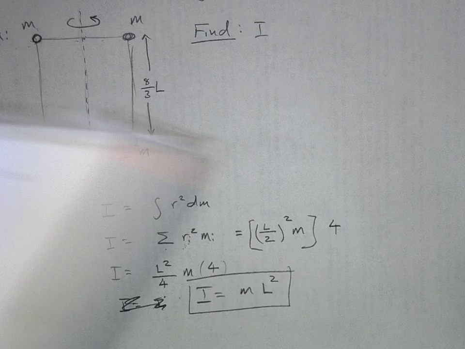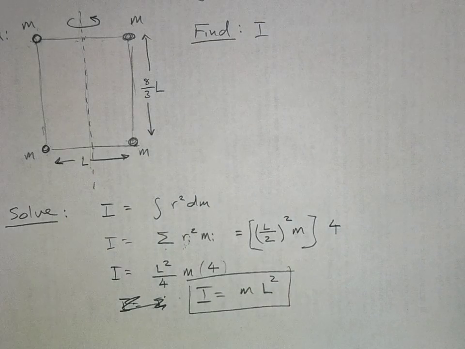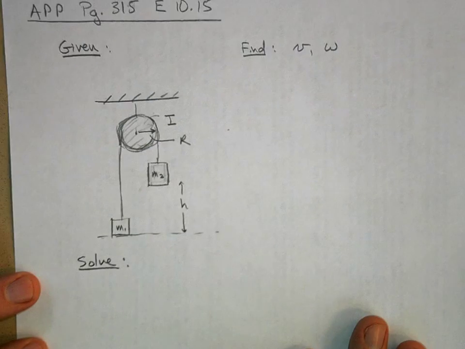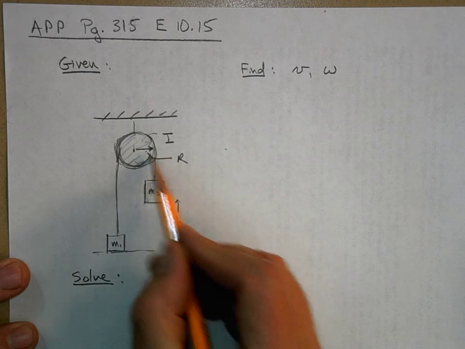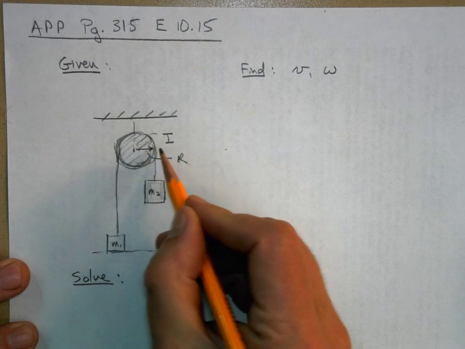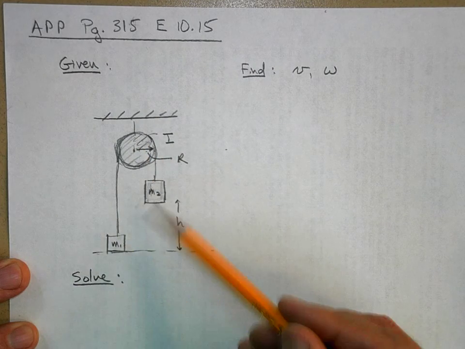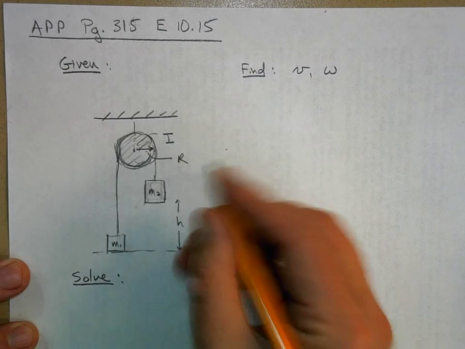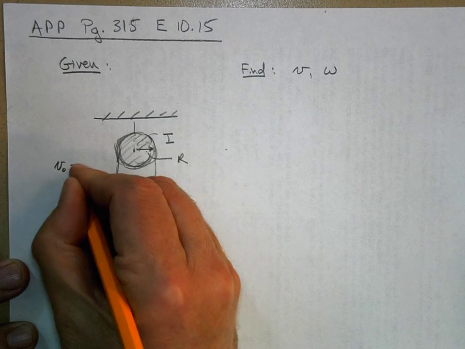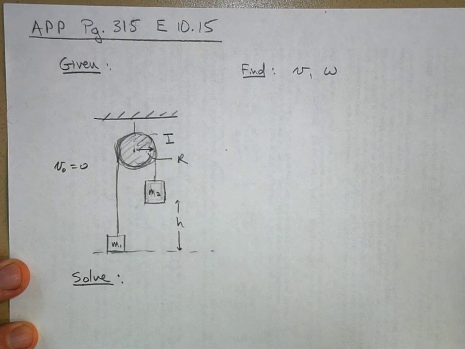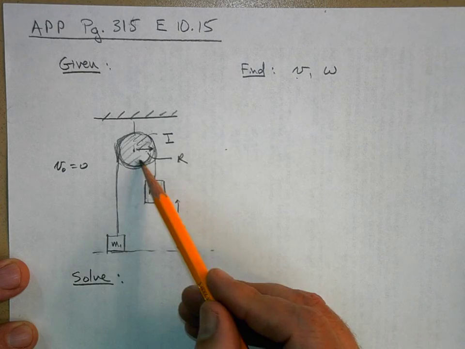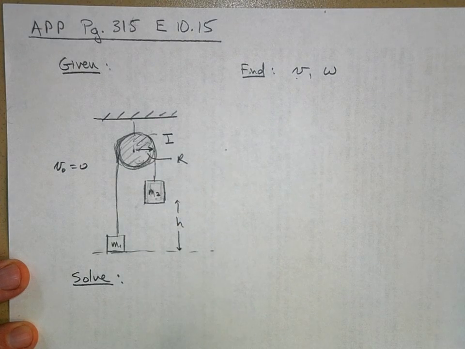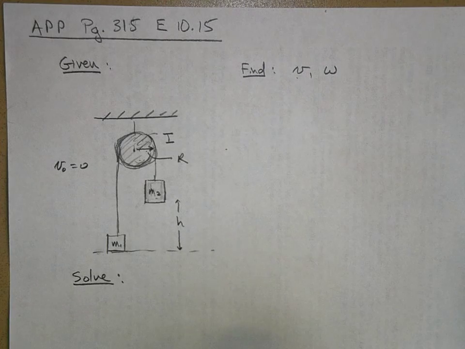So I've set it up here. So here is our problem. And this has a radius of r, rotational inertia of I. We have M1 and M2. We can say that V initial equals 0. It starts from rest. And we want to know what is the final velocity of these masses and what is the angular velocity of the pulley. Okay, so let's go ahead and solve that.